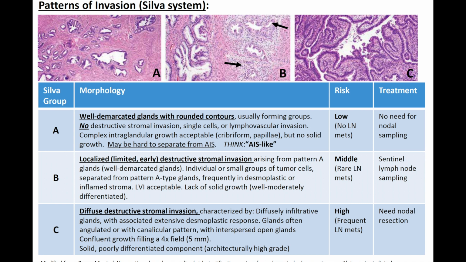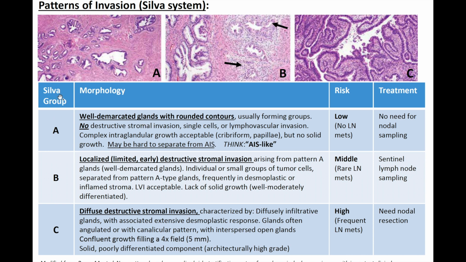So, another thing to review on your own, I will go through some of it, are patterns of invasion. This is what's known as the Silva system. So there's Silva group A, B, and C, indicating low, middle, and high risk. So Silva group A are well-demarcated glands with rounded contours with no destructive stromal invasion. This may be hard to separate from AIS, but think AIS-like.